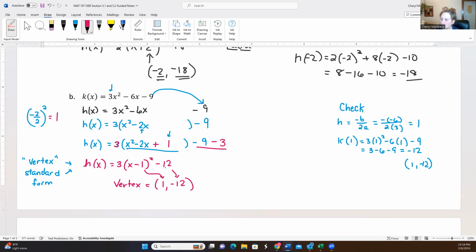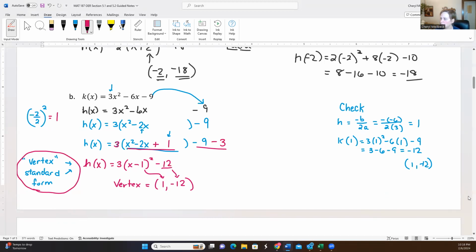Combining these two numbers, we get a negative 12. And we recognize this as a perfect square trinomial, so it's equivalent to (x minus 1) squared. And thus we have completed our task of putting this into vertex form. Now from this, of course, we can get our vertex. The x is the opposite of this number, so it's a positive 1. And the y value of my vertex is that negative 12.